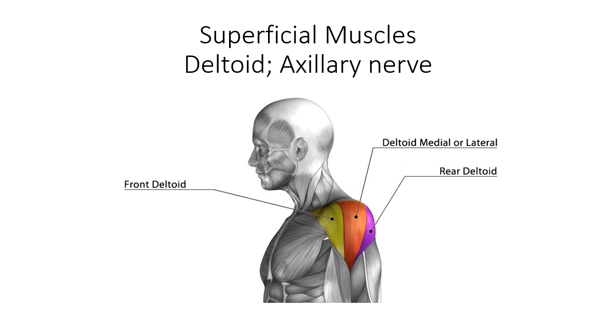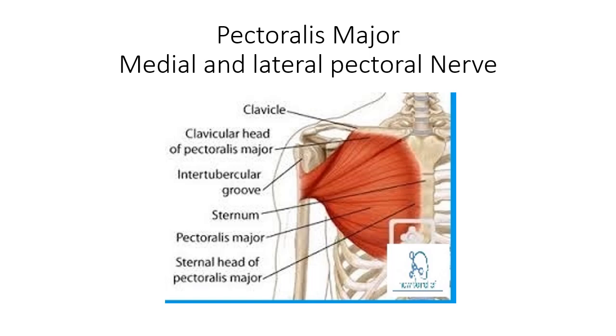The function of the deltoid muscle is to do abduction after the initiation of abduction by the supraspinatus muscle. Also, the anterior fibers will assist the biceps in the flexion of the shoulder, and the posterior fibers will assist in extension of the shoulder. Pectoralis major. The origin is from the chest wall and the sternum, and the insertion is on the humeral shaft, lateral to the bicipital groove.